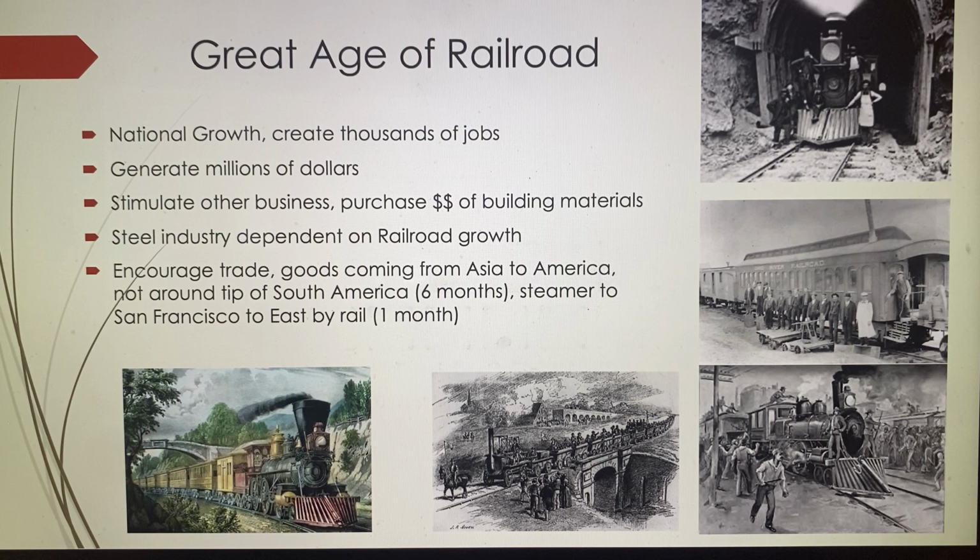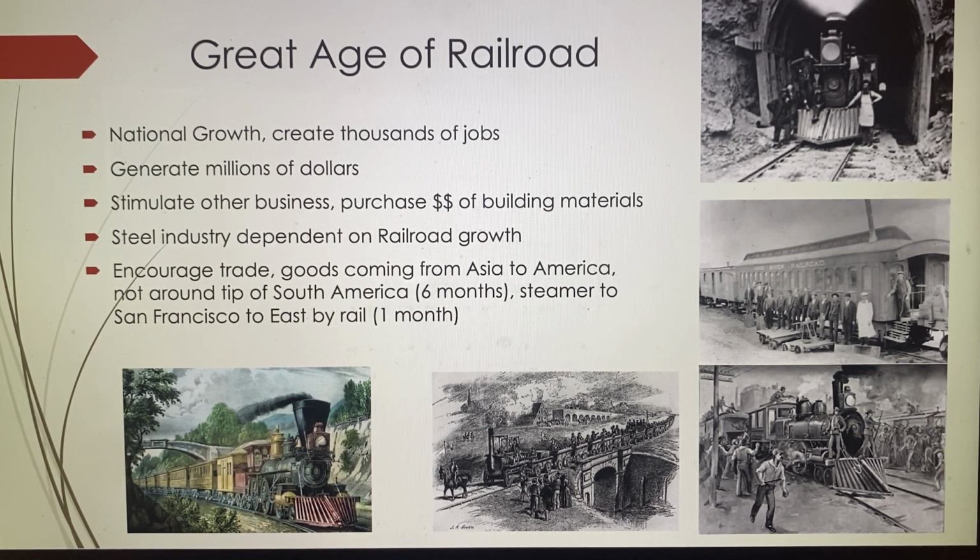This national growth would happen because the railroads were bringing people who bought land, and so cities were growing. It also created thousands of jobs and generated millions of dollars. It stimulated other businesses along the way as they would purchase building materials. They needed building materials, and so other businesses would prosper along the railways. The steel industry, of course, was dependent on railroad growth and, like I said before, would grow. And of course, the towns were bringing in these materials along the way.